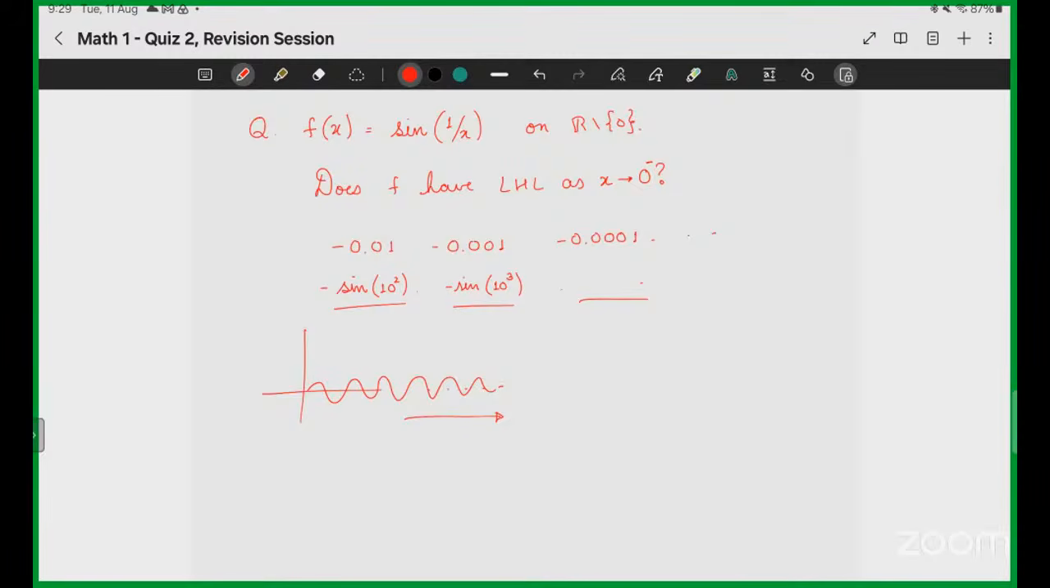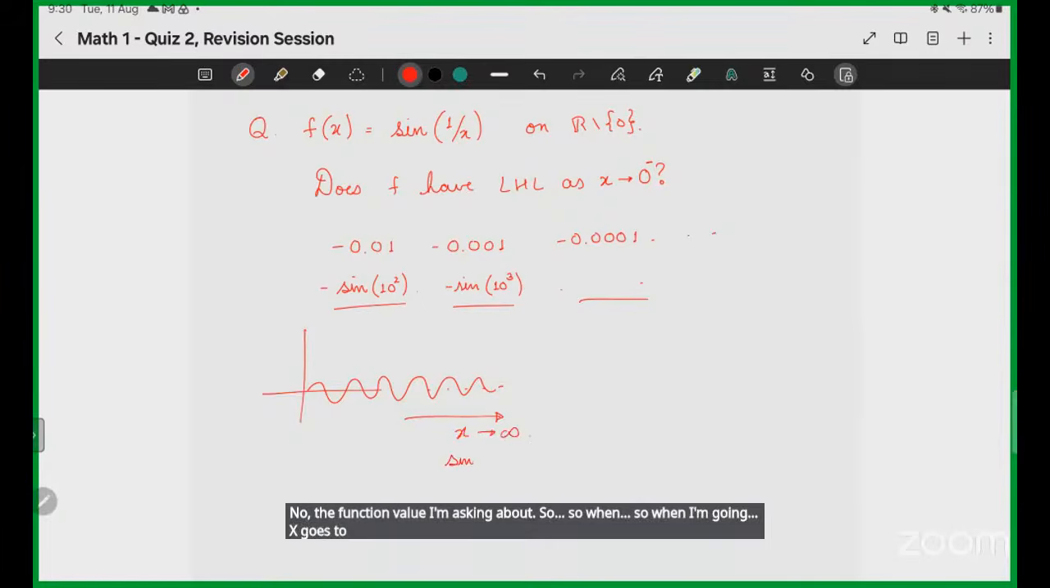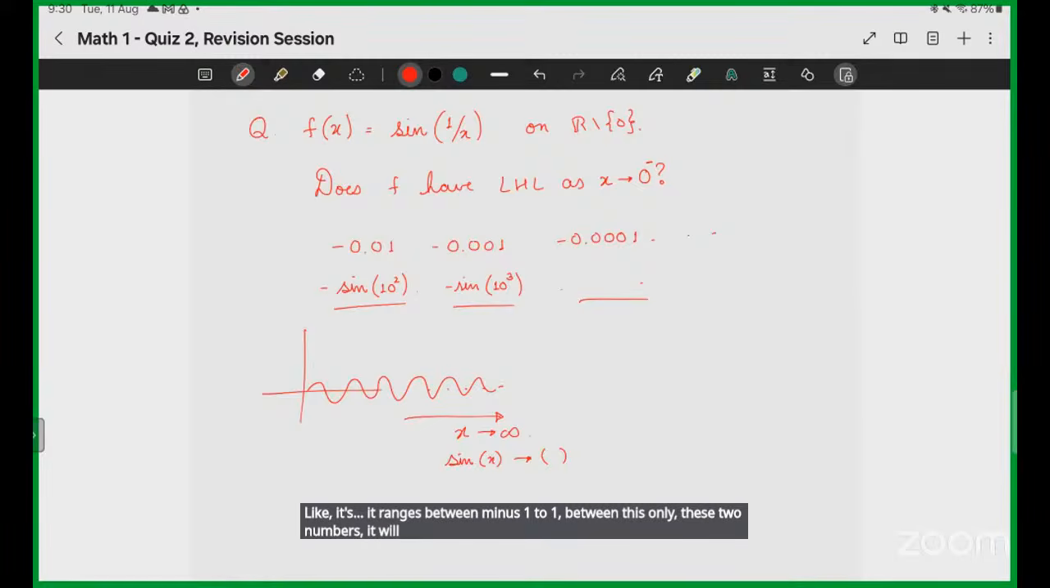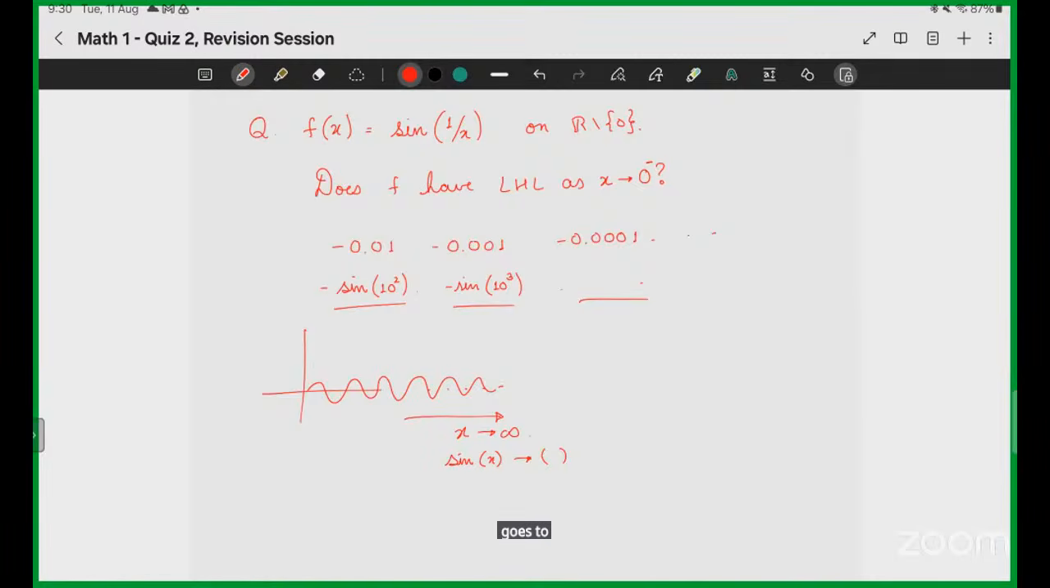No, I'm only asking about the function value. It's bounded between... So when x goes to infinity, does sine x go to some number? Like it ranges between -1 and 1. Between these two numbers only, it will fluctuate. It's between -1 and 1, but it's not approaching any particular real number, right?